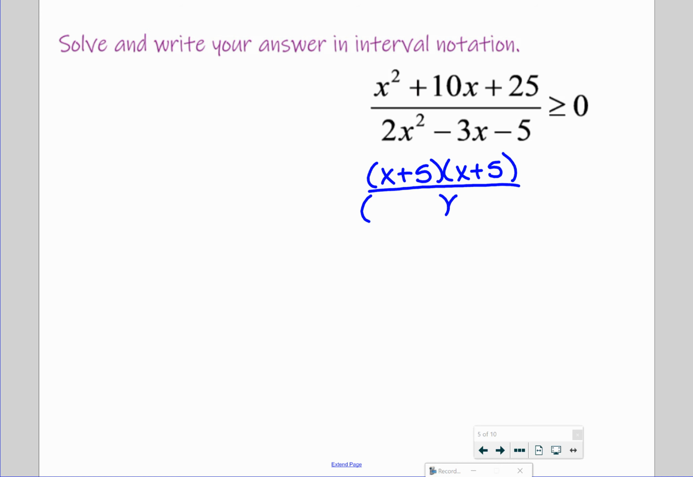I'm going to walk you through how we can kind of guess and check. You could also use the grouping method or the box method. Worst case scenario, remember if you get stuck on the factoring, you can just use the quadratic formula and that'll take you straight to the breaking points.